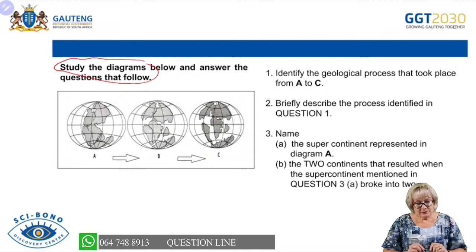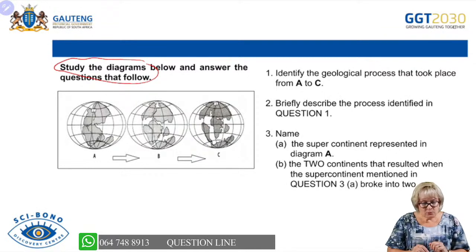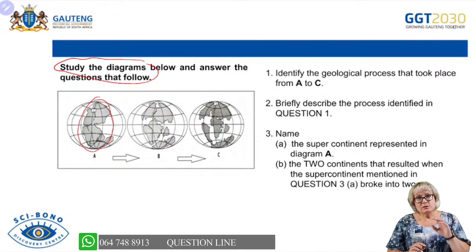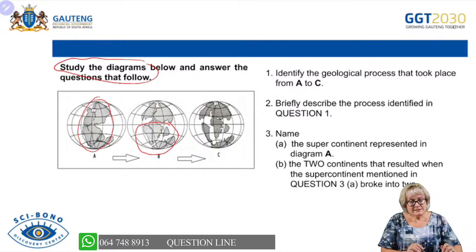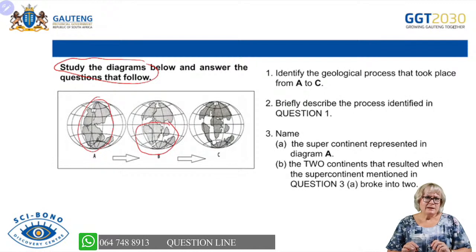So if we look at these diagrams, there's an earth ball at position A, then there's one at B and at C. And if you look at them, you can see clearly. In A, what do we have? One big landmass. So there's one big landmass there. And remember, what did we call that? Pangea. And then if you look at number B, can you see that there's a split towards the north and towards the south? And remember, what did we say? The north was called what? Laurasia. And the south, basically this part, was called Gondwana land. And now if we look at C, this is more or less the world map that we know today.